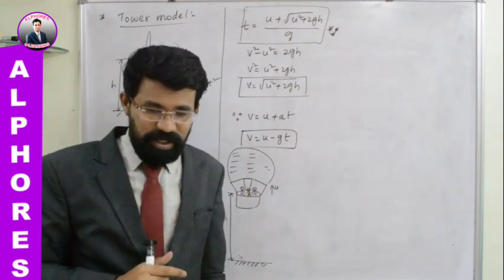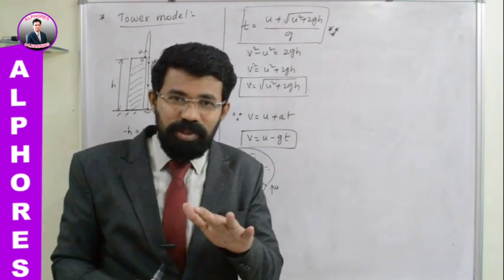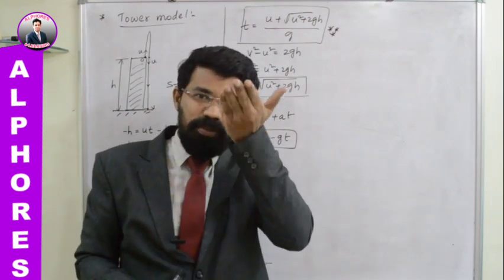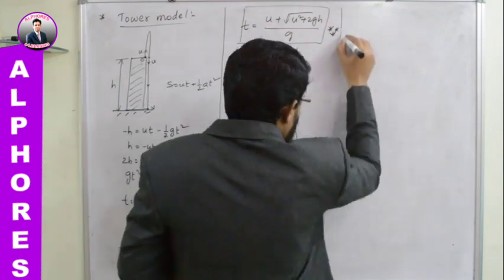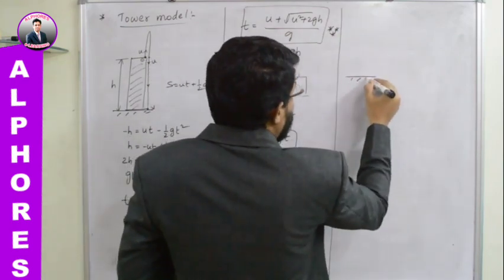Now imagine one more thing. When the coin is traveling in the downward direction, the balloon is not at rest. The hot air balloon is continuously moving. Let us talk about one situation here. Let us say this is the surface.